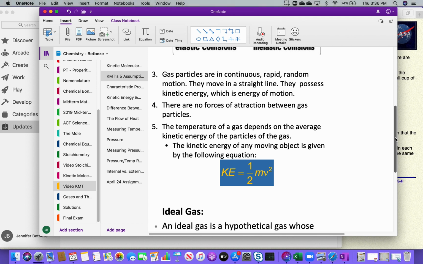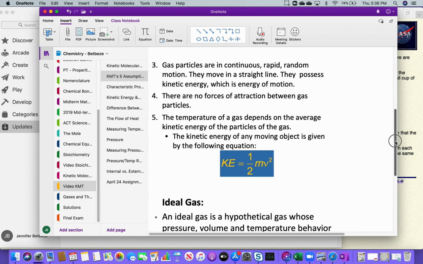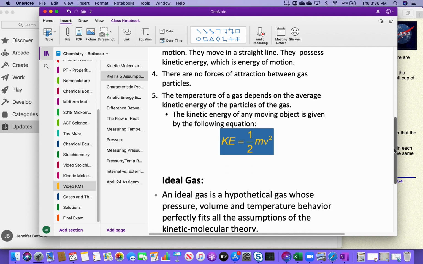Assumption number 4, there are no forces of attraction between the gas particles. So when these gas particles hit each other, there will be no bond, no intermolecular force that will form between them. They're going to hit each other, bounce off of each other, and not be attracted to each other at all.